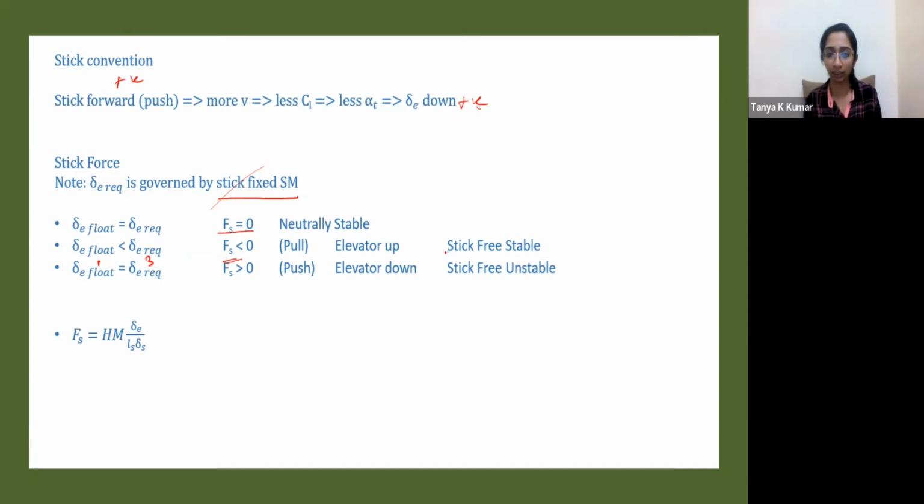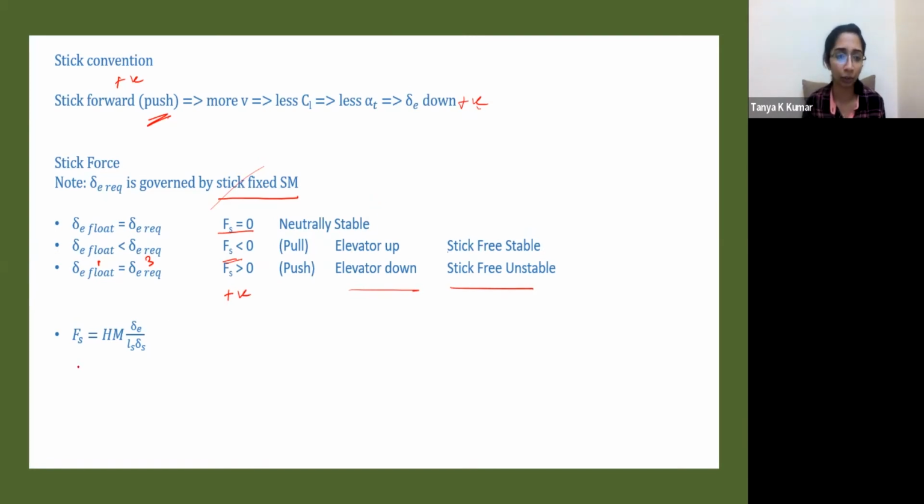When the reverse is encountered, that is, your floating elevator angle is more than the one that you require, he has to reduce the angle, as in he needs to deflect the elevator down. So he needs to push the stick, right? So this is positive. The force required is positive because you're pushing it, and then your elevator comes down. That is considered unstable. So where your floating angle is more than the one that you require, it's considered unstable. If it's less, it's considered stable. And if it's the same as the one that's required, it's considered neutrally stable, where the pilot doesn't have to put in any effort to trim the aircraft at his required CL.